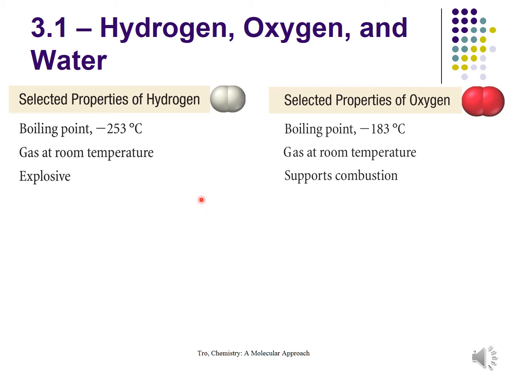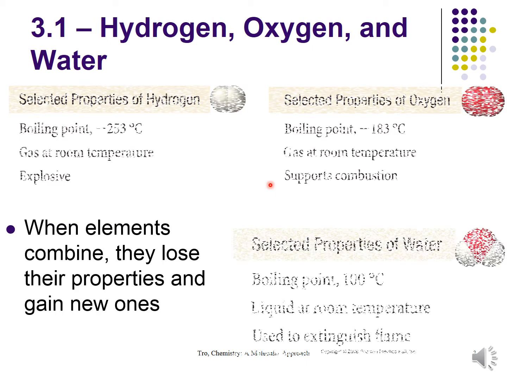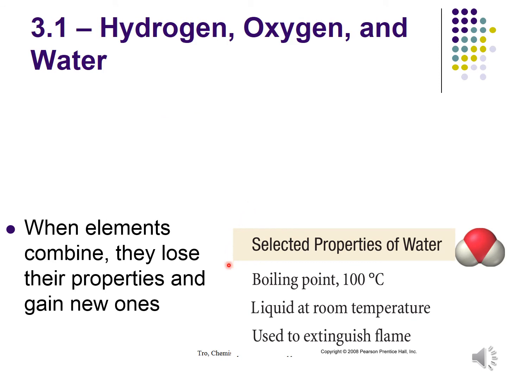So what that means is, here's our hydrogen. It is a gas at room temperature. It's explosive. Oxygen, same story, gas at room temperature. It's required in order for us to have fire. But if we put these two together, they lose their individual properties when we make water. Water is a liquid at room temperature, and instead of creating fire, it's used to extinguish fire. So those individual hydrogen and oxygen properties are no longer present.